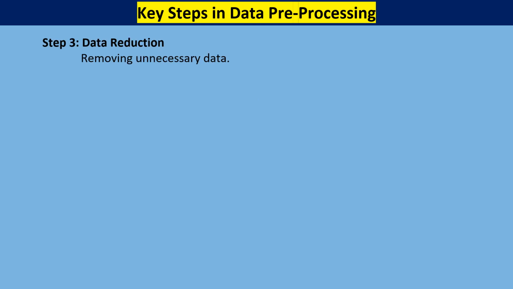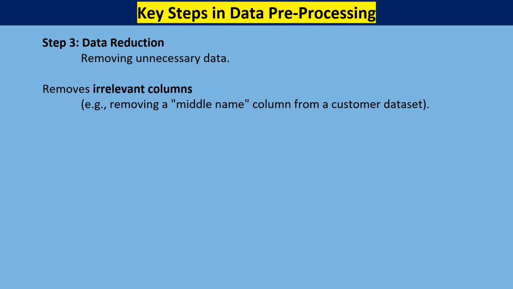Step 3, data reduction, removing unnecessary data. Remove irrelevant columns, like removing a middle name column from a customer dataset. Feature selection, keeping only the most useful variables. If predicting house prices, we might remove irrelevant data like house color but keep the number of bedrooms. Regarding the wardrobe, keep only what you need.